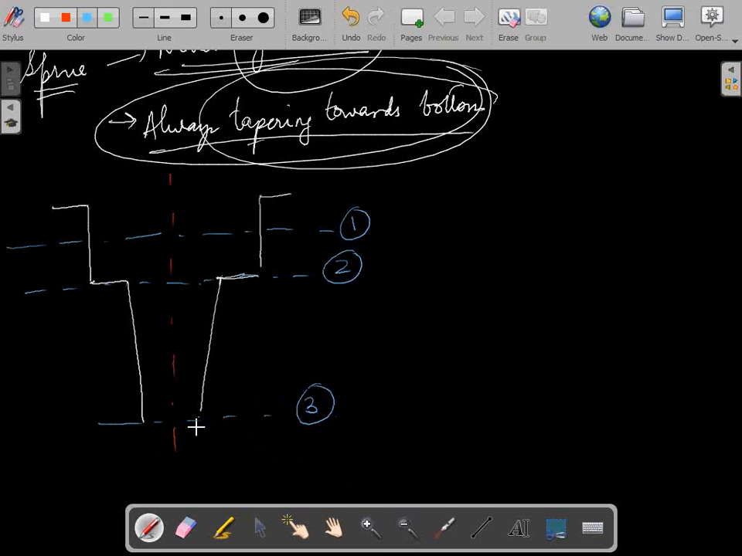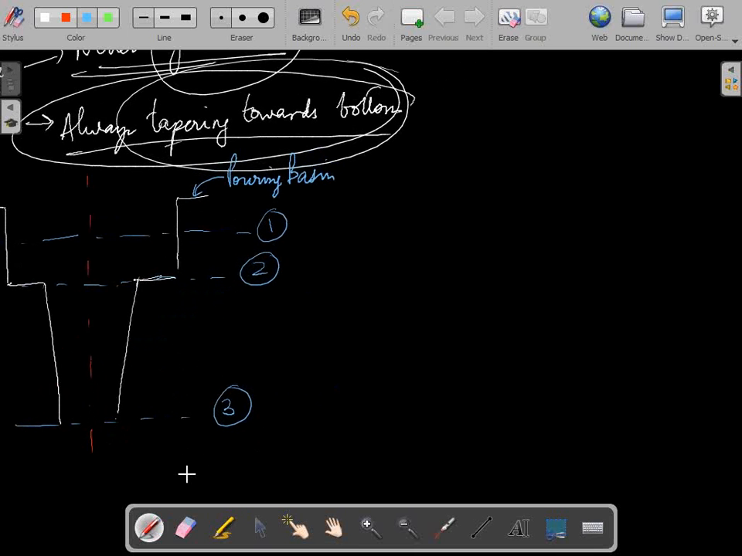Okay, this is a sprue, right? And this part is your pouring basin. Everybody is understanding? The newcomers, are you people following what I'm saying? Yes or no?